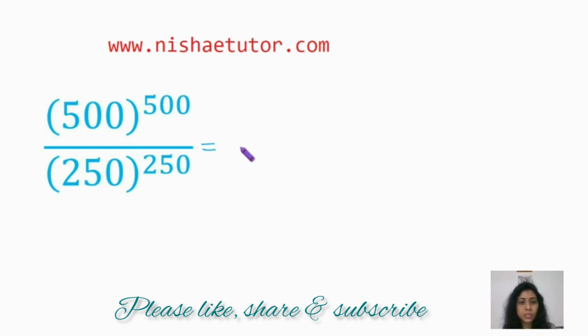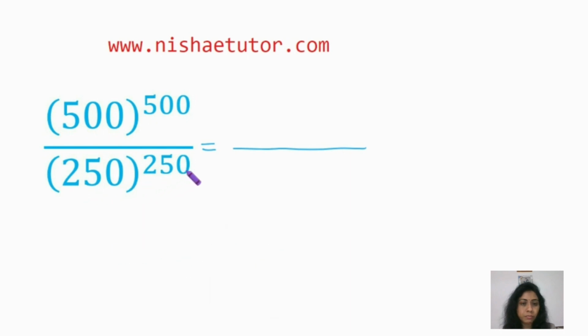If you have good knowledge about exponents, you can solve this question very easily. Here we have 500 to the power 500 divided by 250 to the power 250. Do you know a to the power m divided by b to the power m? We can write it as (a upon b) to the power m. So here we apply this exponent property.